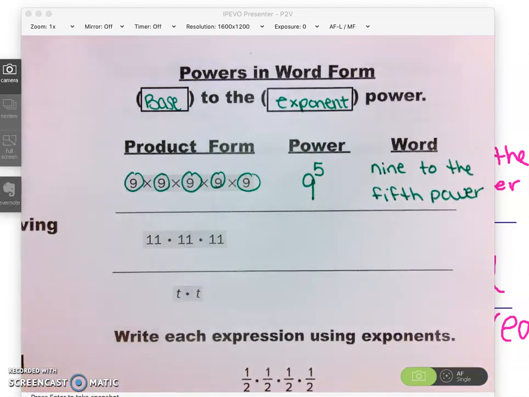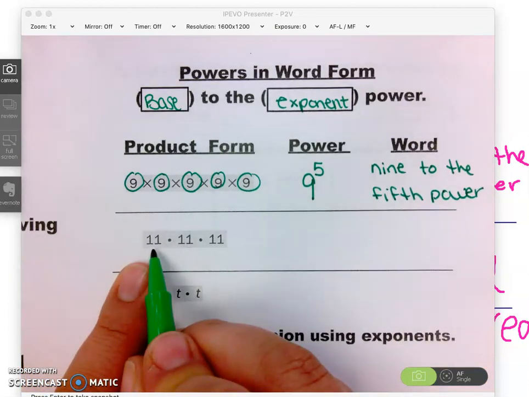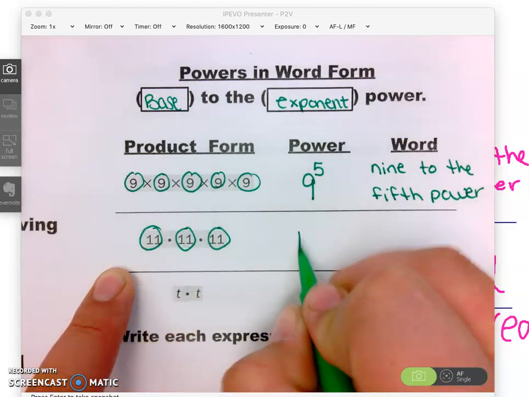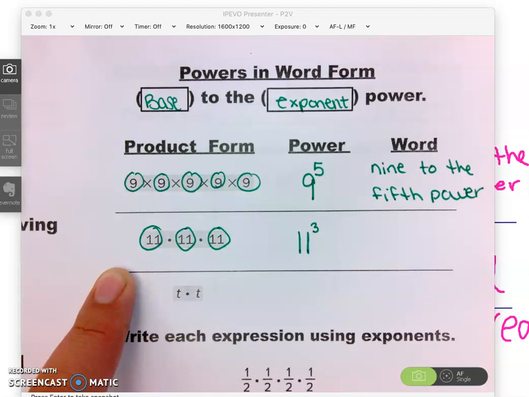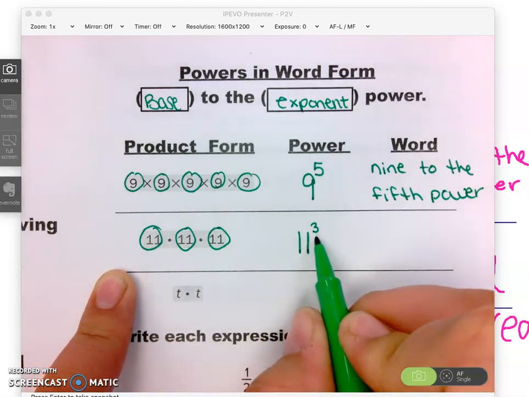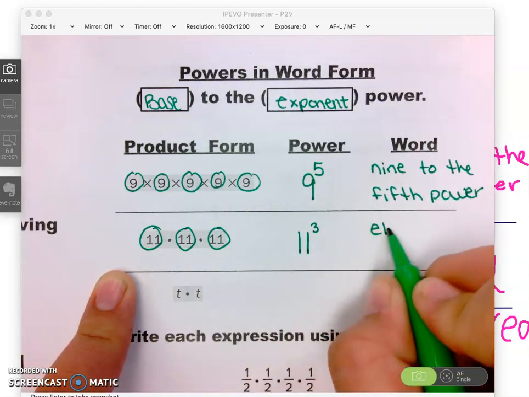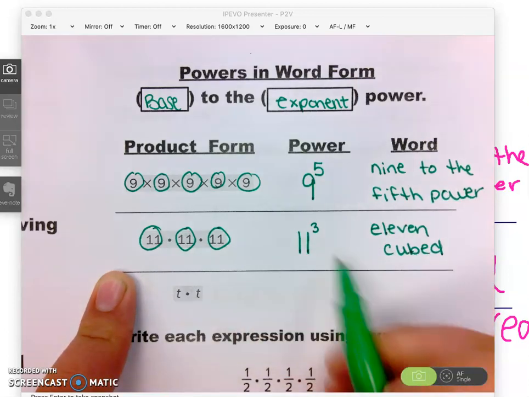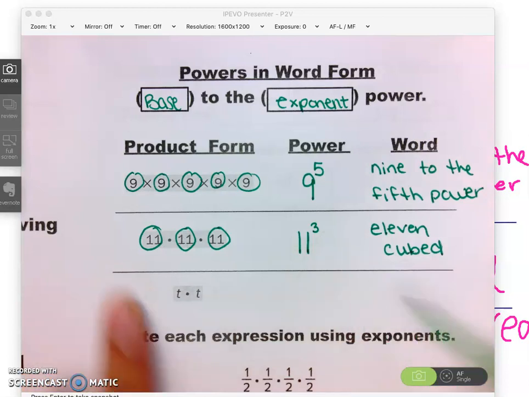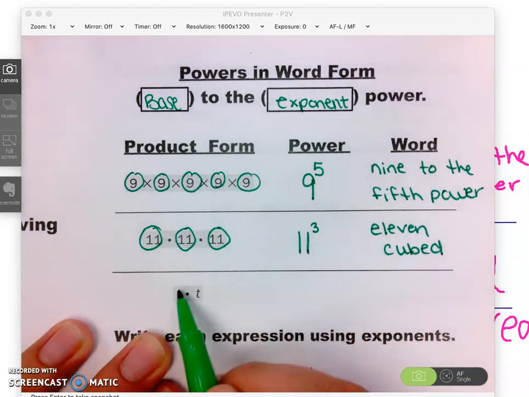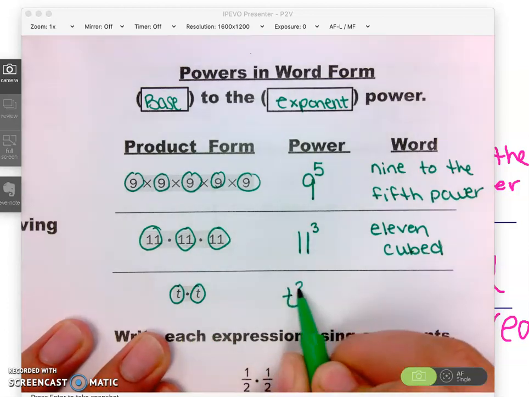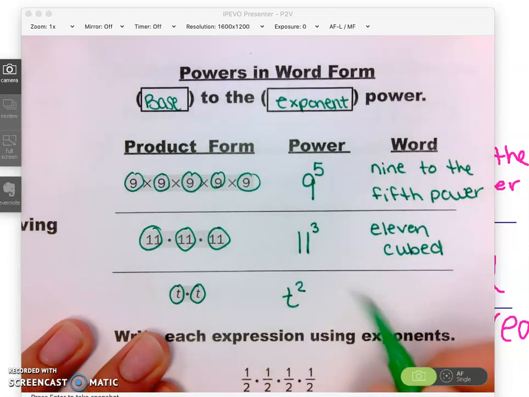Okay, our next two: I have 11 as my base, and it's multiplying by itself 3 times, so it's 11 to the 3rd power, and anything to the 3rd power is actually cubed. So I'm going to write 11 cubed. Anything written to the 3rd power is going to be cubed. So then here, t is multiplied by itself twice, so it's going to be t to the 2nd power, also known as squared. So it's going to be t squared.